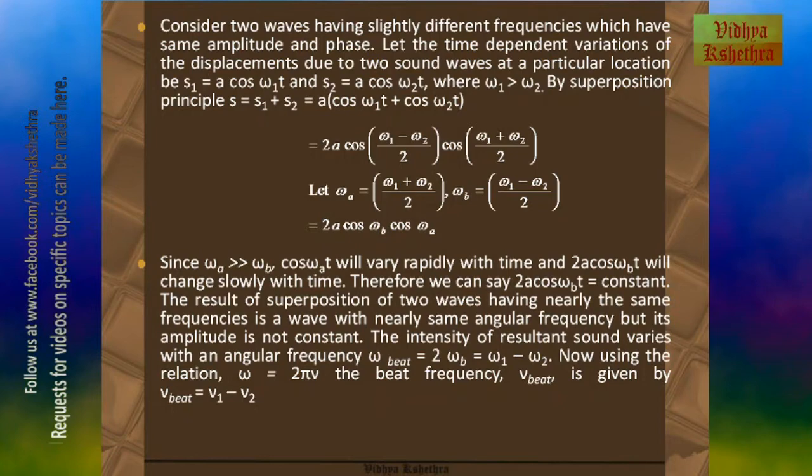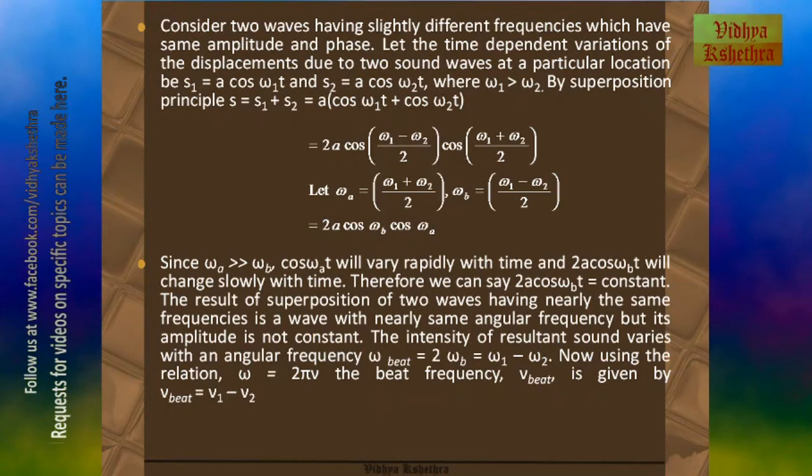Since omega a is very much greater than omega b, cos omega at will vary rapidly with time and 2A cos omega bt will change slowly with time. Therefore, we can treat 2A cos omega bt as approximately constant. So, the result of superposition of two waves having nearly the same frequencies is a wave with nearly the same angular frequency, but its amplitude is not constant.